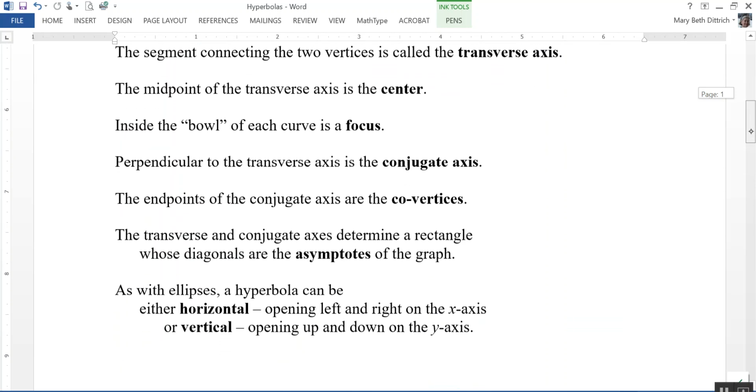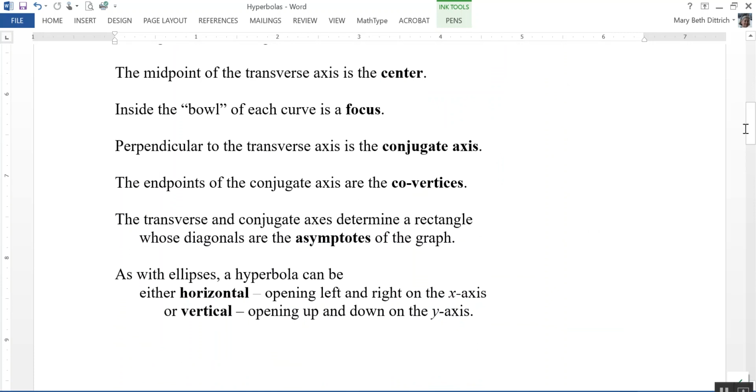And as with ellipses and parabolas, a hyperbola can either be horizontal or vertical. If it's horizontal, it's opening to the left and the right, in the x-axis direction. If it's vertical, it's going to be opening up and down, in the y-axis direction.